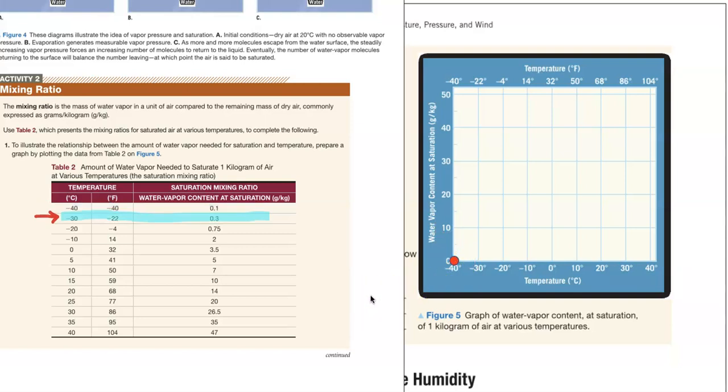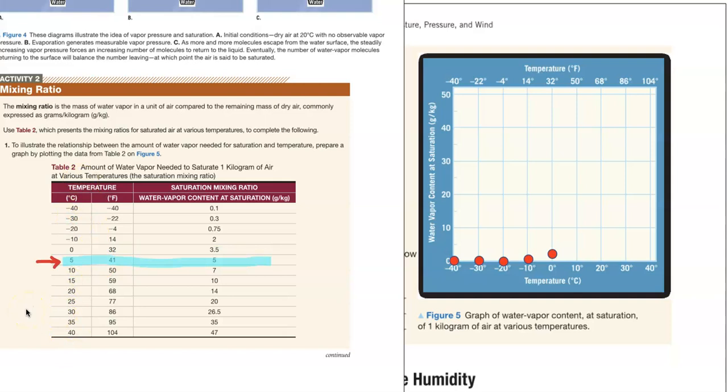We go to the negative 30, and 0.3 is just about at the same point. Negative 20, we're at 0.75, so we're still less than 1. Finally, at negative 10 degrees centigrade, we go up to 2, so we're going a little bit higher. Then at 0 degrees, we get to 3.5. And now it goes every 5 degrees on the centigrade scale over here instead of every 10.